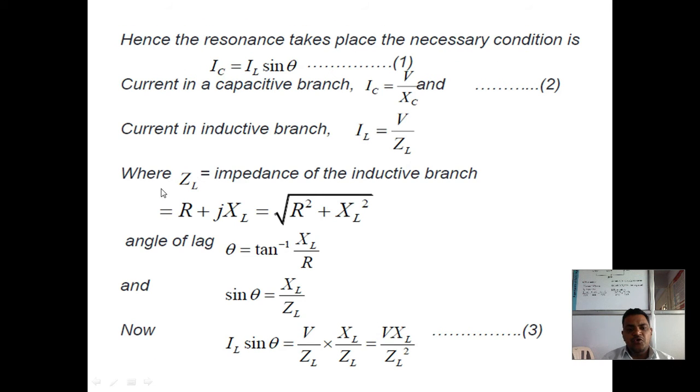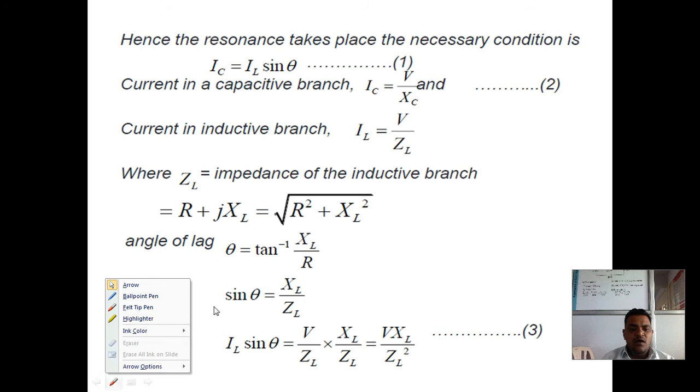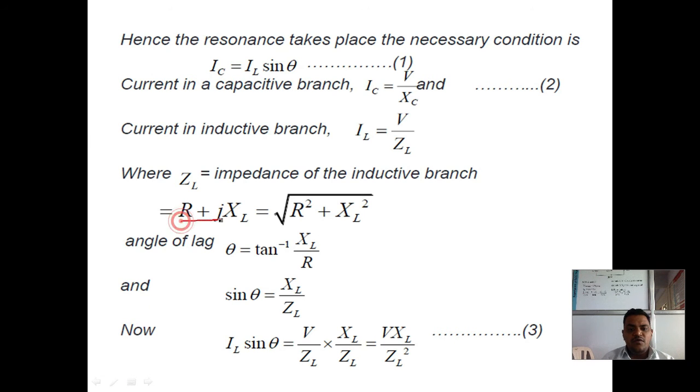So here ZL, which is equal to the impedance of the inductive branch, is R plus jXL. Once we take the mod of that value, we get the square root of R square plus XL square, that is, taking R plus jXL and then the square root of R square plus j square into XL square.